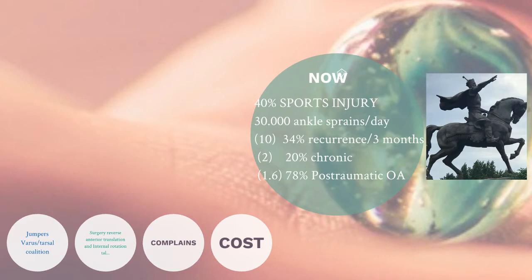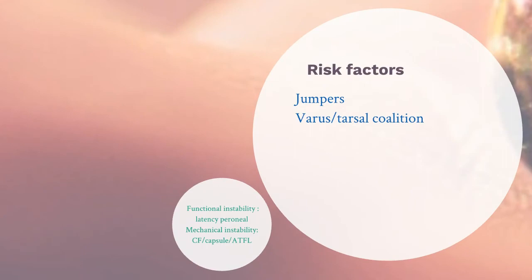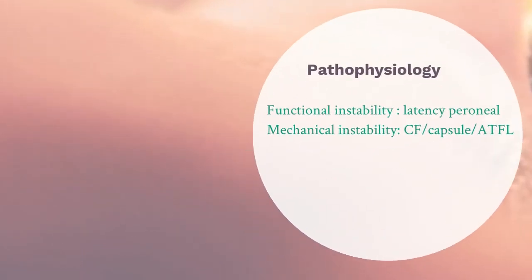And what's the problem with the chronic? The high incidence of post-traumatic arthritis. We have that 78% end up with post-traumatic arthritis. So in the physiopathology, there are two very important concepts that we have to consider. One is the functional instability, and the other one, the mechanical.